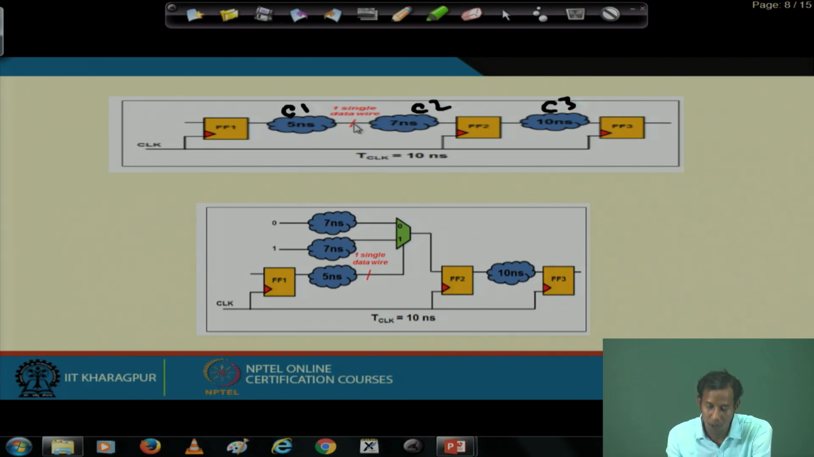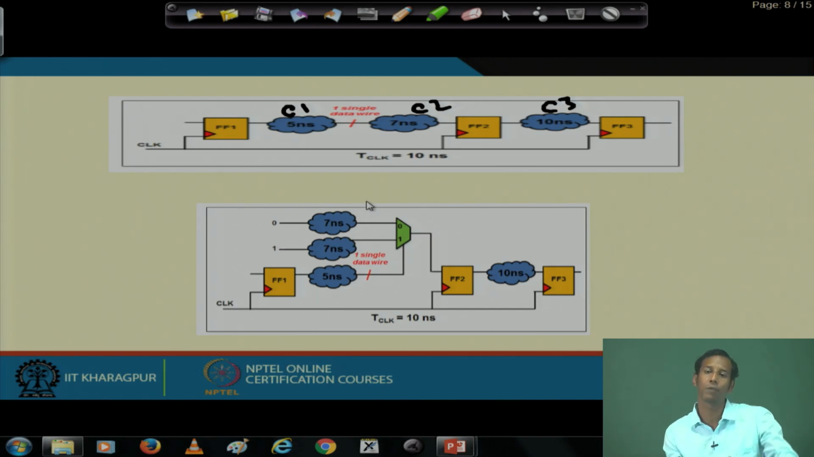But what I can do is copy the 7 nanosecond combinational block, that is C2, twice. Once I compute using 0, once I compute using 1. That means I do not have to wait for the 5 nanosecond computation to get this value, whether it will be 0 or 1.